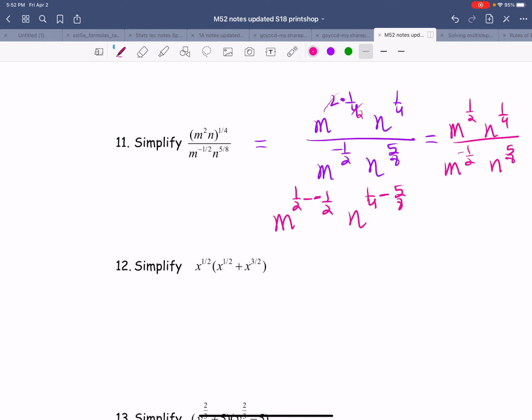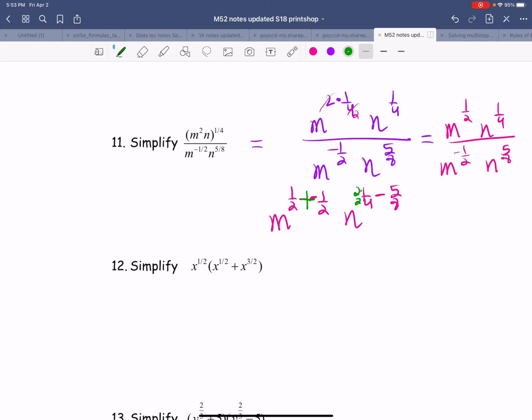1/4 minus 5/8. Okay, so this will become a positive, and we do need the common denominators for the n's here. So it turns out to be m to the power 1/2 plus 1/2 is 1, and n to the power 2 minus 5 is negative 3/8. Now a negative exponent can be brought to the denominator and made positive, and that would be all we can do with this problem.